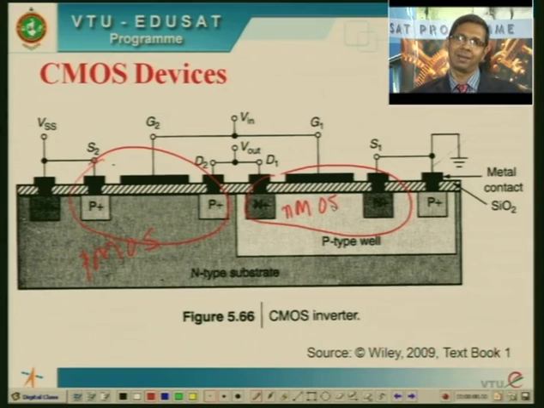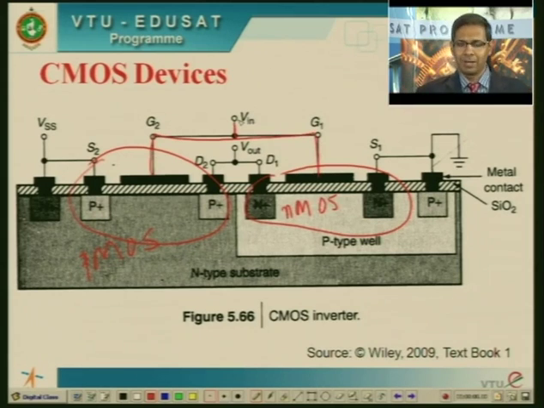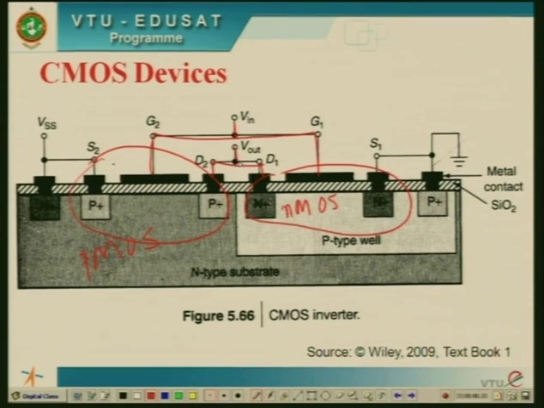Now how are they connected in case of an inverter? In case of an inverter, the gates of both the devices are shorted and become your input terminal Vin, and then likewise the drain terminals are shorted and they become your output terminal. As I said, it's a very simple arrangement. Two devices, short the two gates becomes input, short the two drains becomes output.